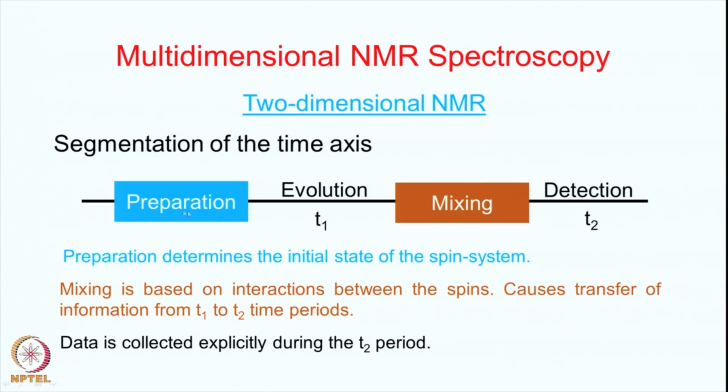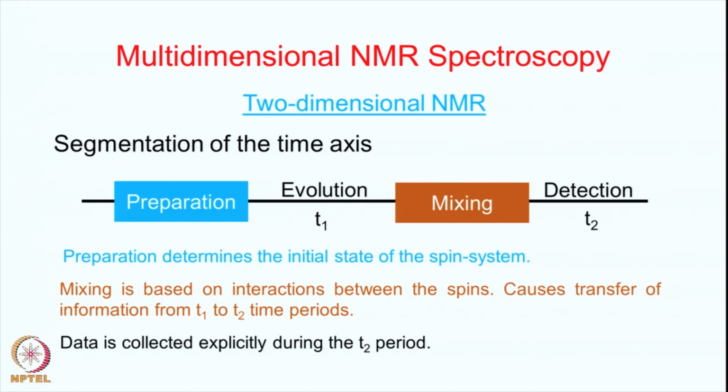Now, each of these periods, preparation period, the mixing period or even the evolution period, can have a variety of possibilities. They may be simple delays, or they can have pulses built in, which will help create a suitable initial state, and here also it can help create suitable information in your spin system evolution. And mixing depends upon what sort of interactions you want to reflect in your final spectrum and what sort of information transfer you want to achieve from here to here, and that determines the so called mixing. And data is collected explicitly during the t2 period only.